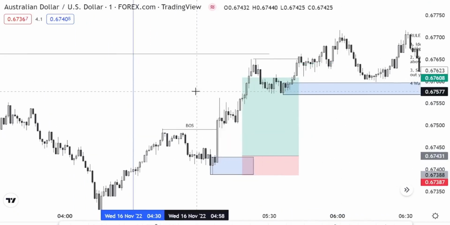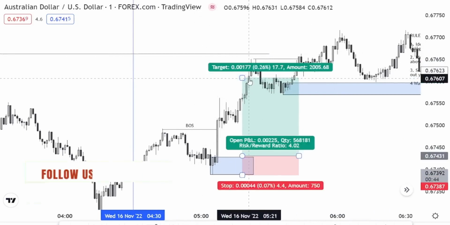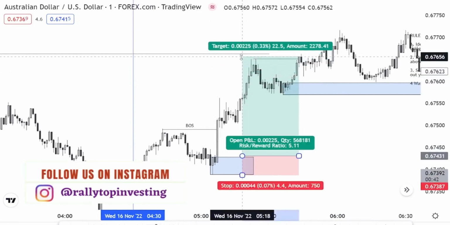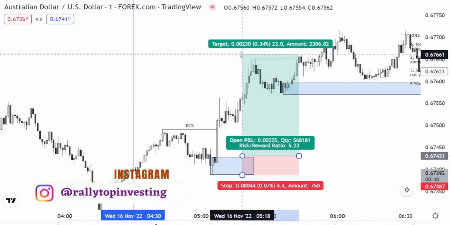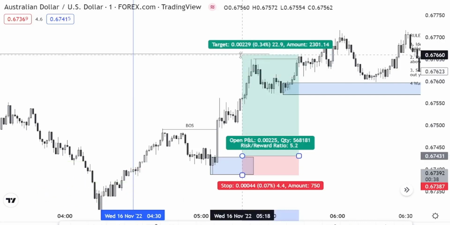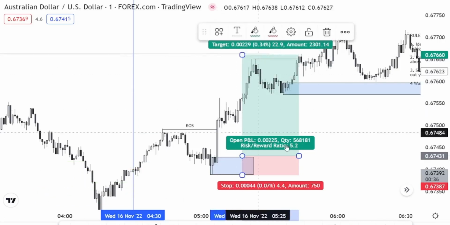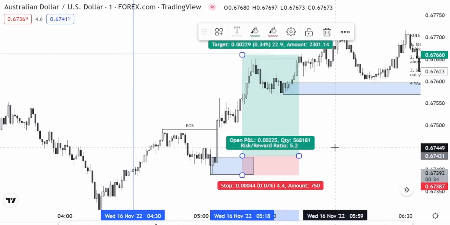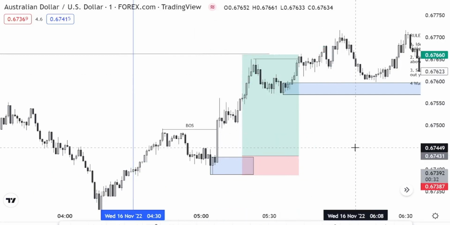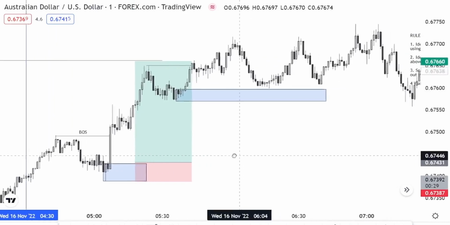Yes. Where is our M1 target? Here. That's our target here. Don't make it too close. That's our target. And that would have given us 5.2, guys. 5.2 percent on our account.